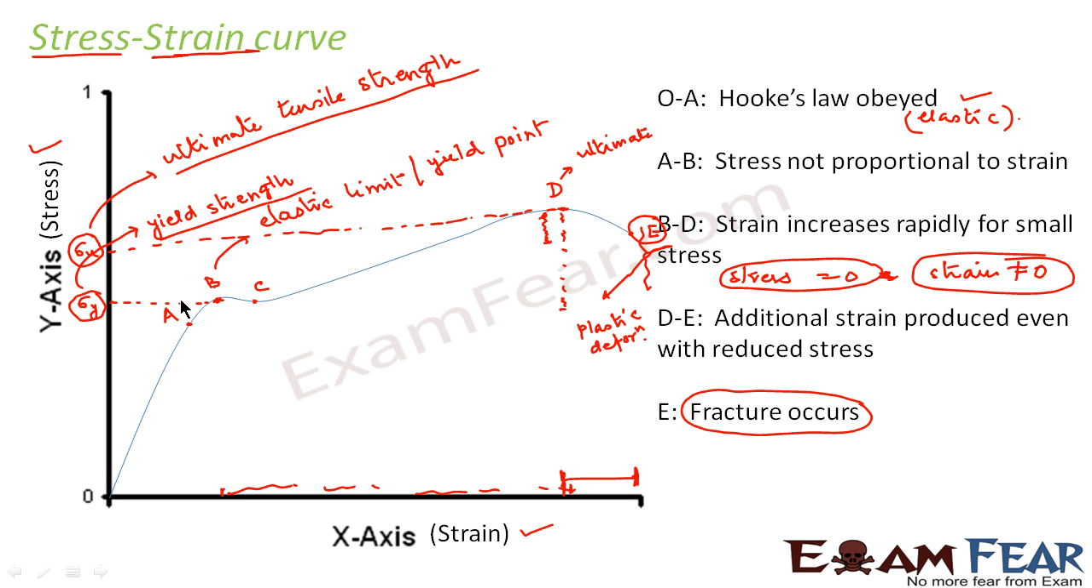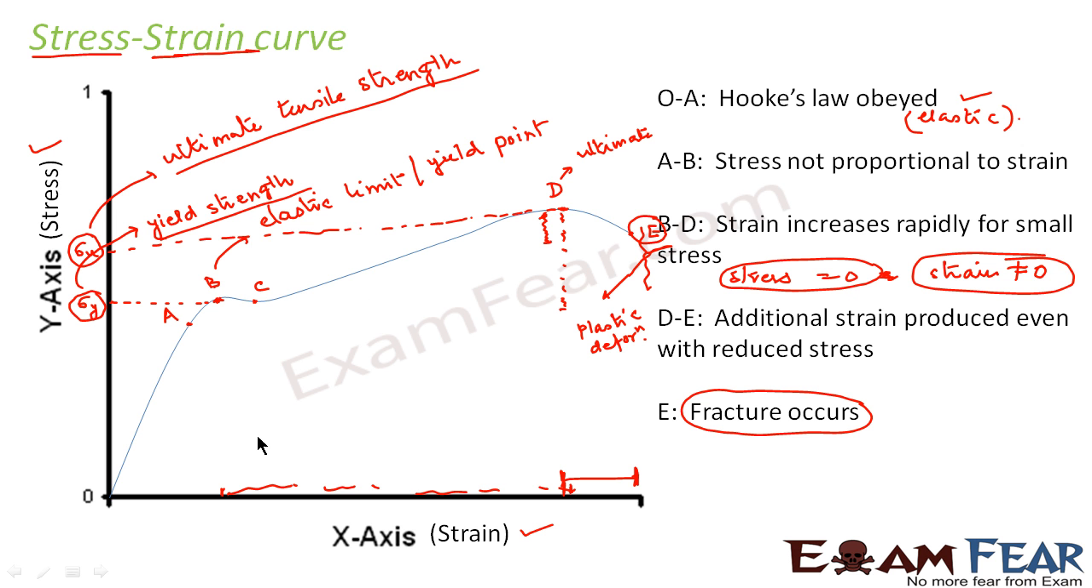From O to A, it just obeys Hooke's law. It is perfectly elastic. From A to B, stress is not directly proportional to strain. However, the body still exhibits some elastic properties. So till point B, the body is within the elastic limit. Point B is known as the elastic limit or yield point, and the corresponding value of stress is called yield strength.